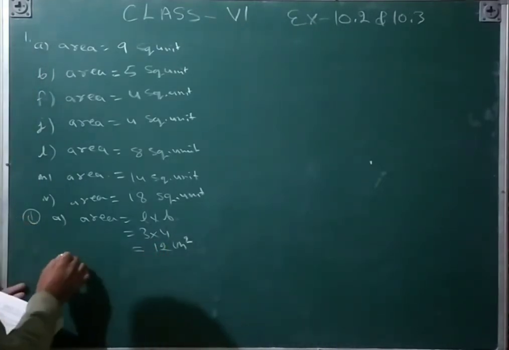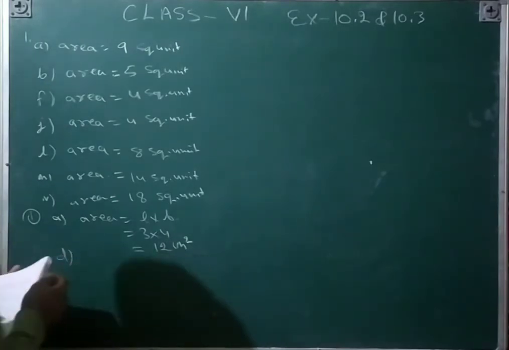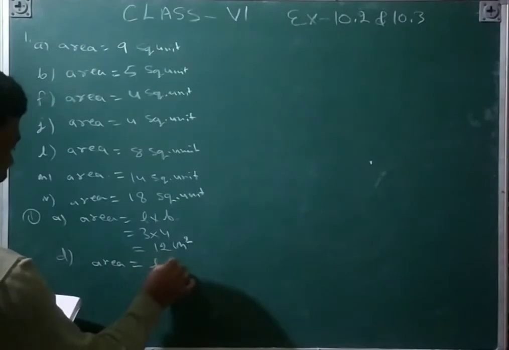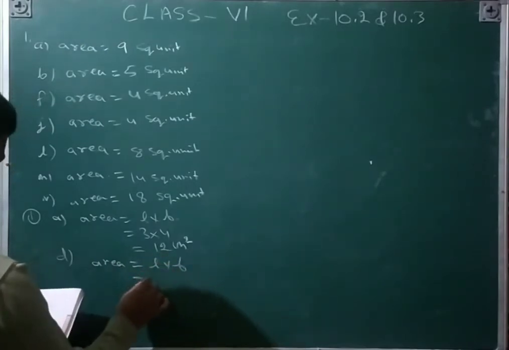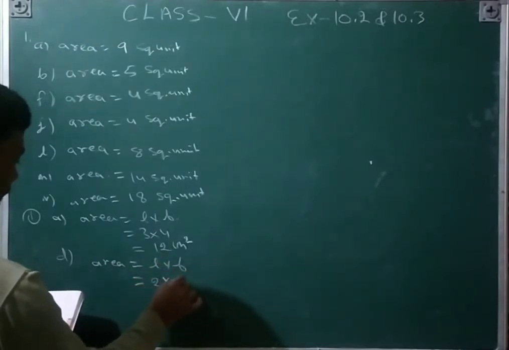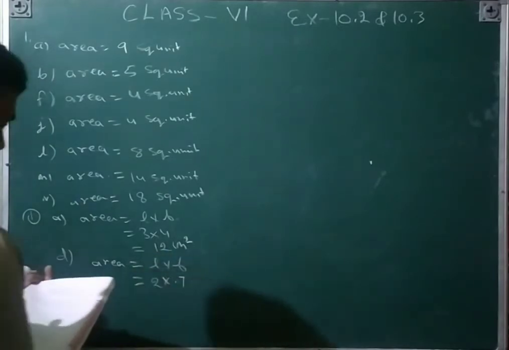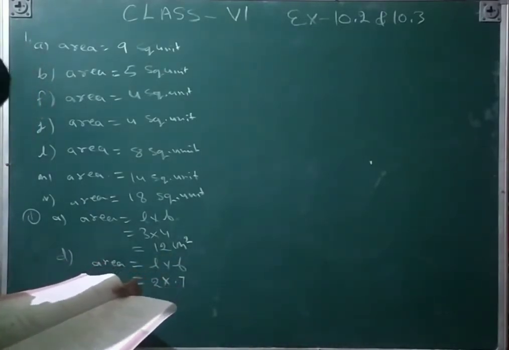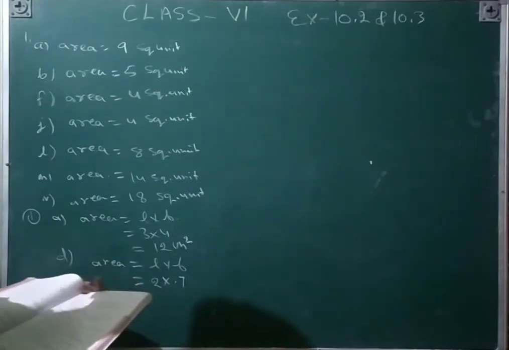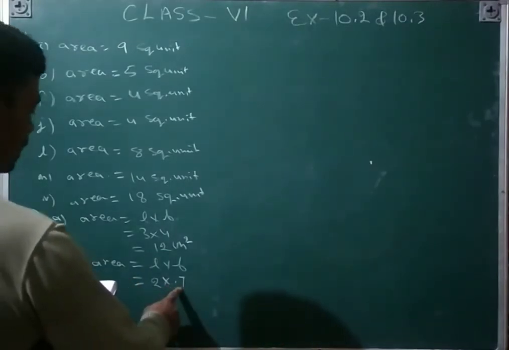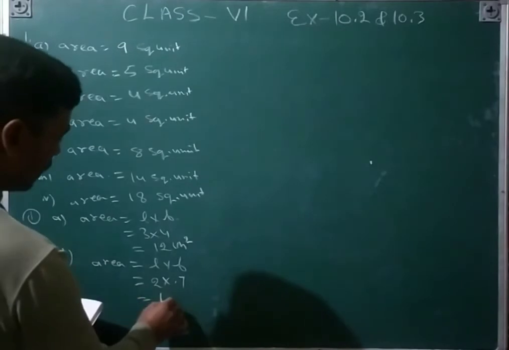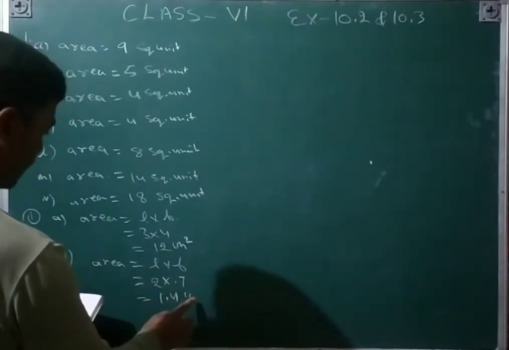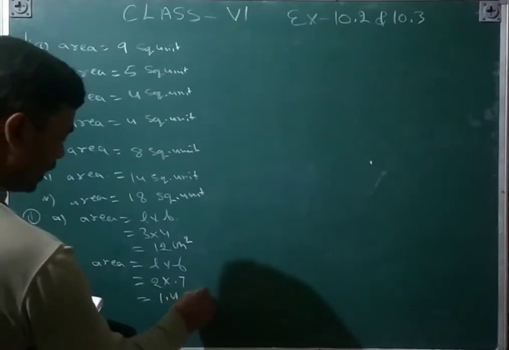And then see the D part, area is equal to L into B. So that is 2 into 7, a decimal, because the first unit is given in meter and the second unit is given in centimeter. So first of all we have converted to meter. So 7 2s are 14, that will be meter square.